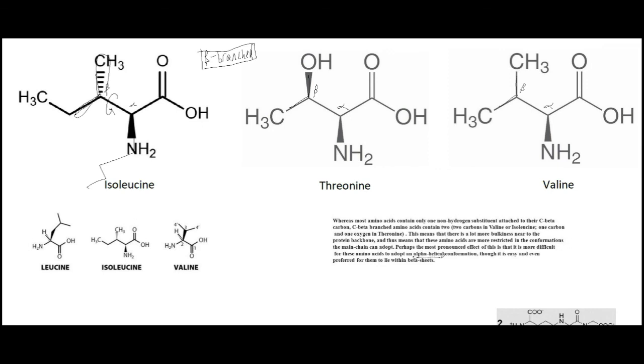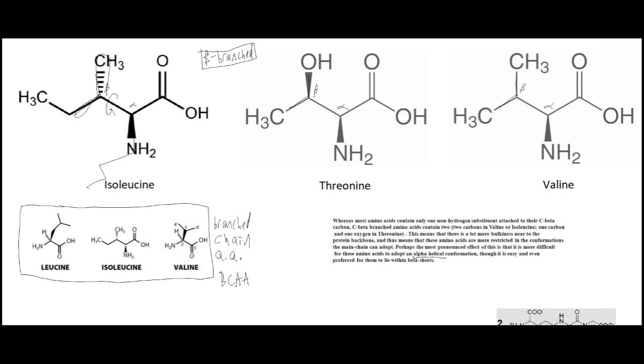You will not see these in alpha helical secondary structures that often because of this beta-branched structure here. And I have this down here because if you are into nutrition and things like that, you've probably heard of the branched chain amino acids, or BCAA. So you can buy supplements of branched chain amino acids.